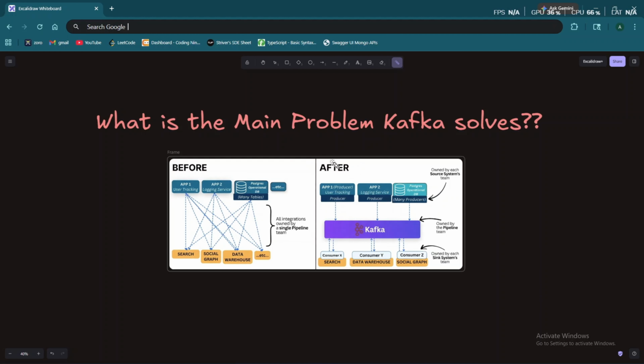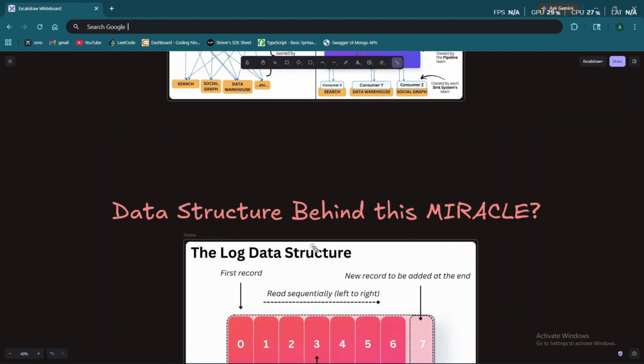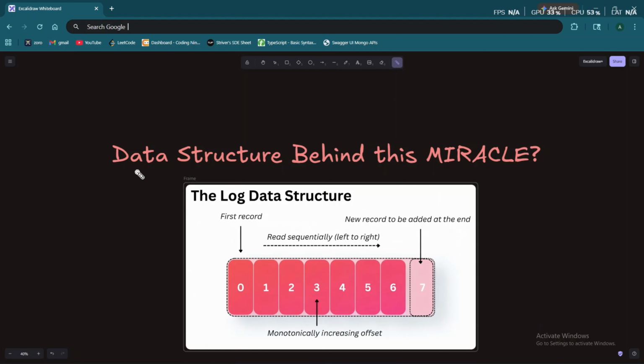Whenever it's a system design problem, we need to think in terms of data structure. What kind of data structure does Kafka use? What is the internal working of Kafka? This is very important to know for a senior level developer. So if we go down, we can see the main data structure, the culprit behind the miracle of Kafka.